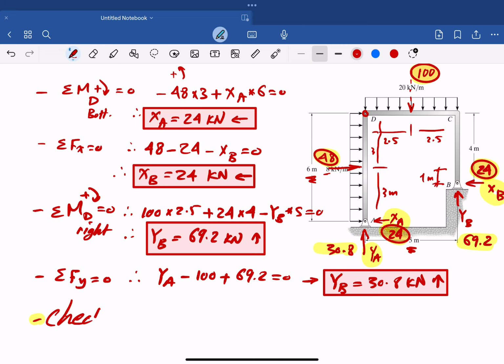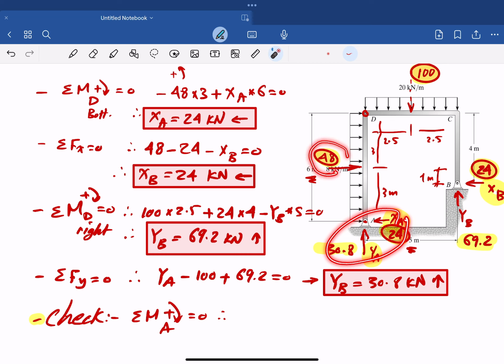Check is very important. Again, we have to do it. So we can take a moment at any point that we never used before. We can take a moment at A equal to 0 here using all forces, or take a moment at B for the whole structure. It's up to you. Let's take a moment at A. So summation of M at A equal to 0, and clockwise assumed positive. Therefore, X and Y here will be eliminated because taking at A. So the first force will be 48 times 3 meters, then 100 times 2.5 meters.